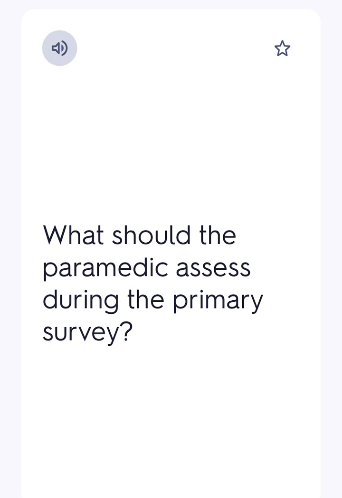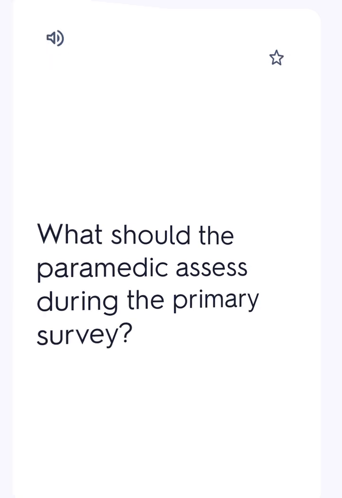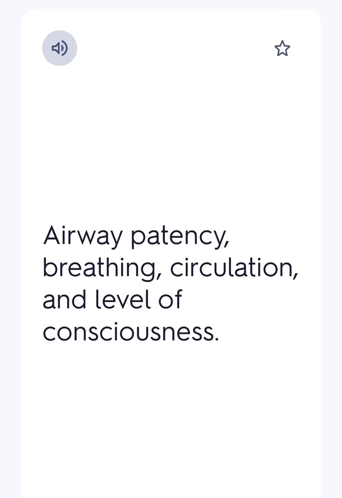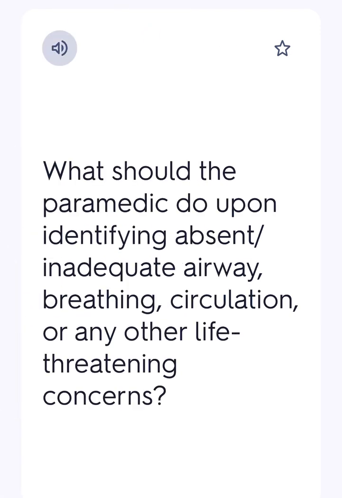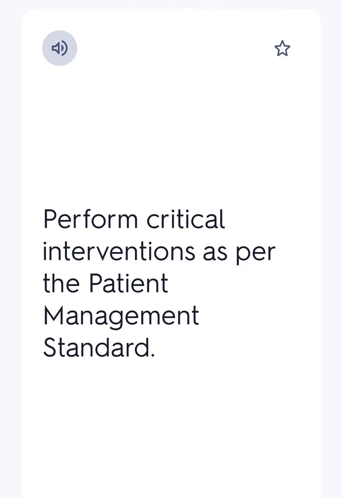What should the paramedic assess during the primary survey? Airway patency, breathing, circulation, and level of consciousness. What should the paramedic do upon identifying absent/inadequate airway, breathing, circulation, or any other life-threatening concerns? Perform critical interventions as per the patient management standard.